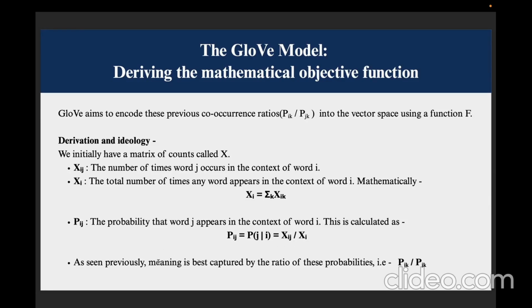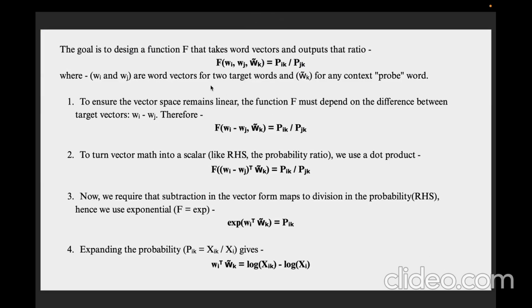As seen previously, the best meaning is captured by the ratio of these probabilities, that is Pik upon Pjk. We have to somehow convert this ratio into vector representation. Let's see how that is done. The goal is to design a function F that takes word vectors and outputs that ratio. As I said before, we will assume that we already have 3 word vectors. Somehow, we will convert these word vectors into their best format so that the error between RHS, that is this, and LHS, that is these vectors, will be the least.